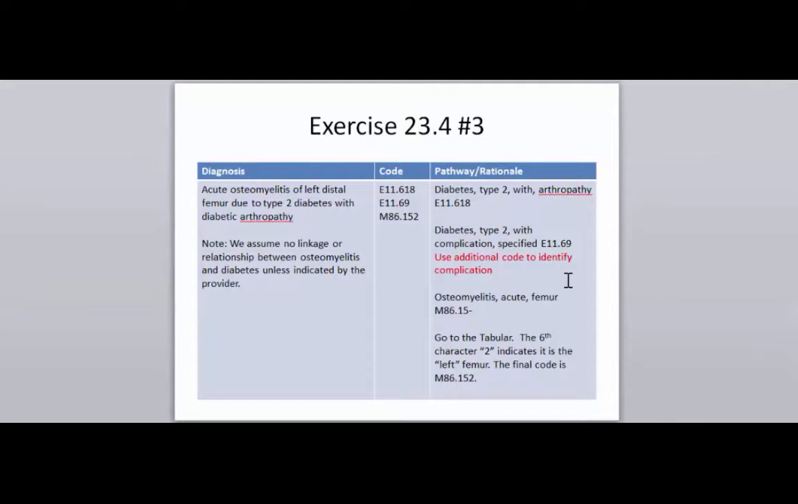The answer key for the textbook, which I have, did not include this E11.69 code, but I think it needs to be there because this is only talking about the arthropathy. The fact that that person has osteomyelitis is significant. So I think that should be included. So that's why I included that E11.69 as the complication code for diabetes. In case you don't know, osteomyelitis is an inflammation or infection of the bone. So it can be quite serious for someone who's not healing well. So that's why I think that needs to be included as your codes.